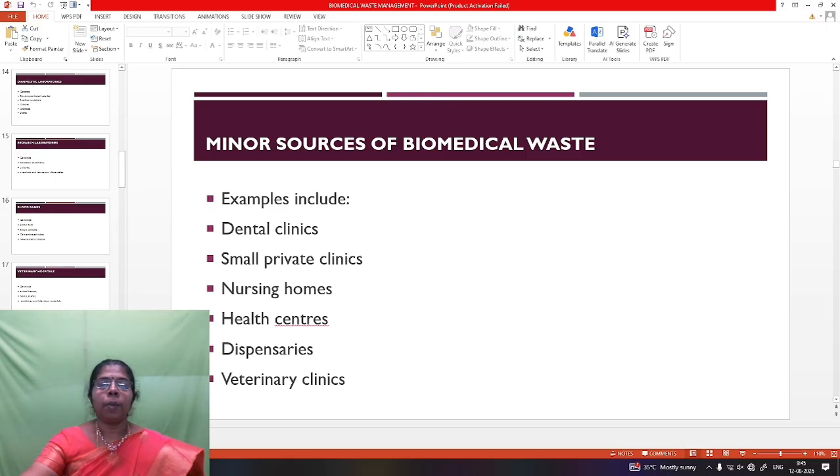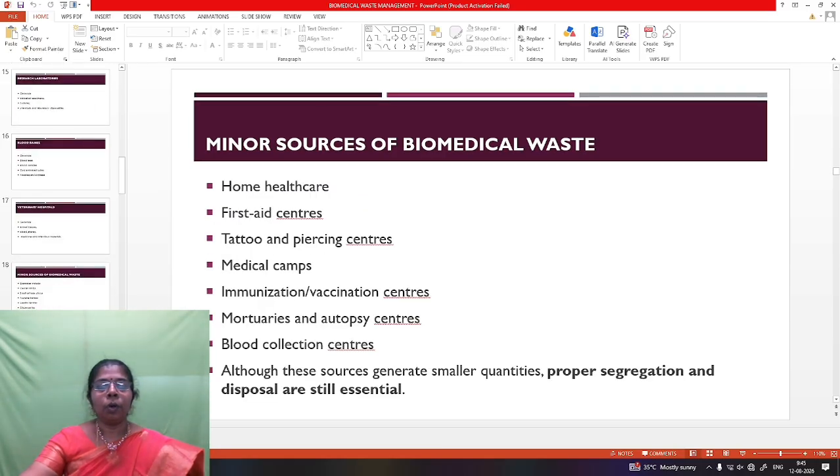Next we can see about the minor sources of biomedical waste. This waste is collected from dental clinics, small private clinics, nursing homes, health centers, dispensaries, veterinary clinics, and also home healthcare and first aid centers, tattoo and piercing centers, medical camps, immunization and vaccination centers, mortuaries, autopsy centers and blood collection centers. They are called minor sources of biomedical waste. Although these sources generate smaller quantities, proper segregation and disposal are still essential.